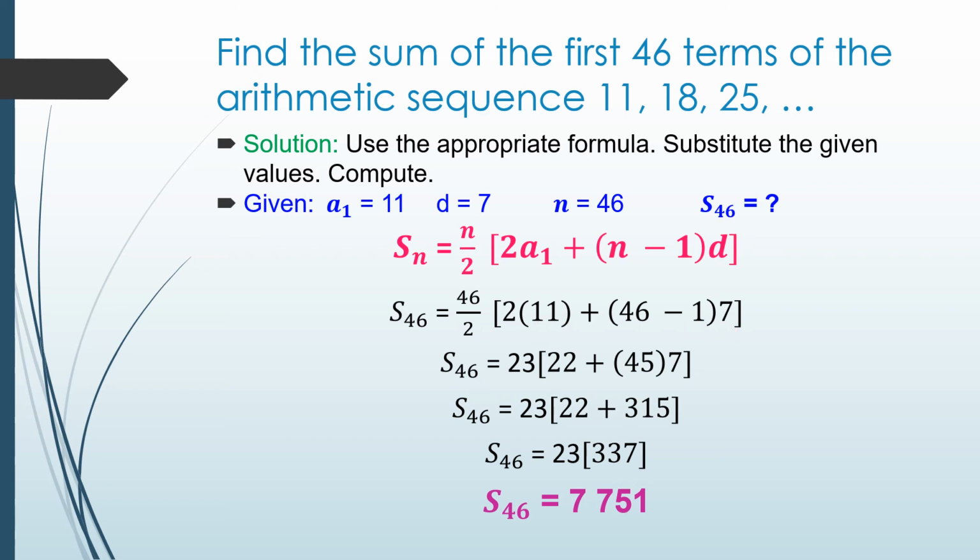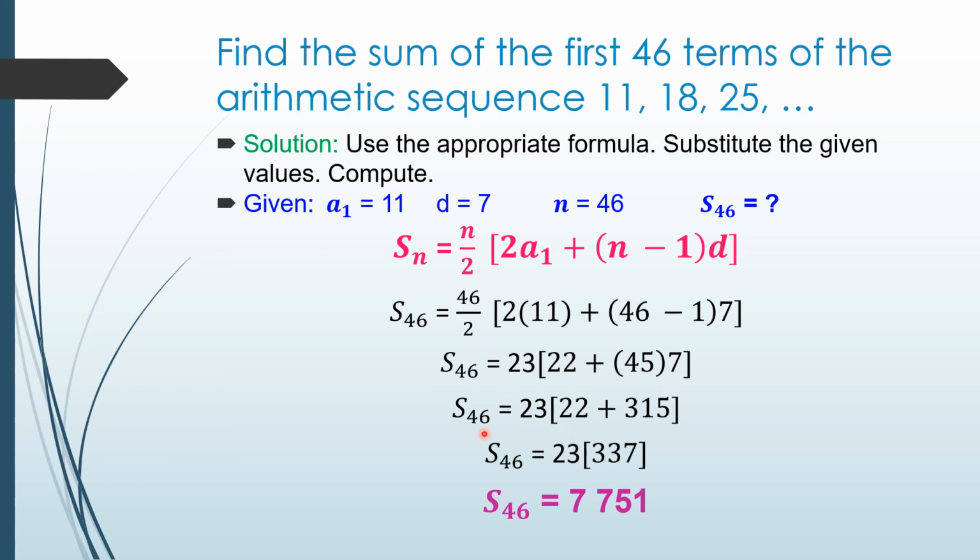Let us simplify. So we have here 46 divided by 2, that is 23. 2 times 11, that is 22. 46 minus 1, that is 45. And then copy 7. Now let us simplify again. So we have S sub 46 is equal to 23 multiplied by quantity 22 plus 315. Kasi 45 times 7, that is 315.